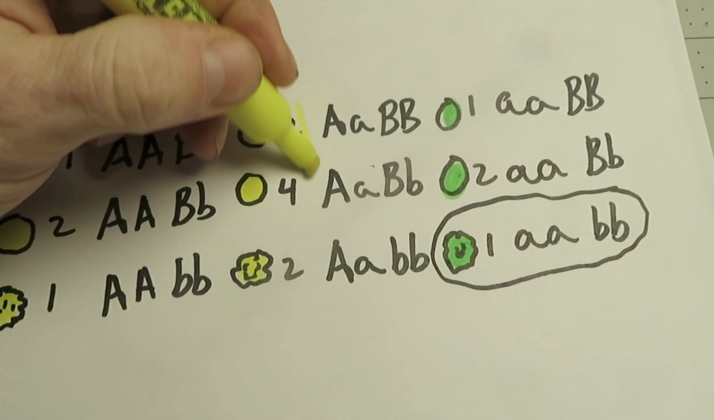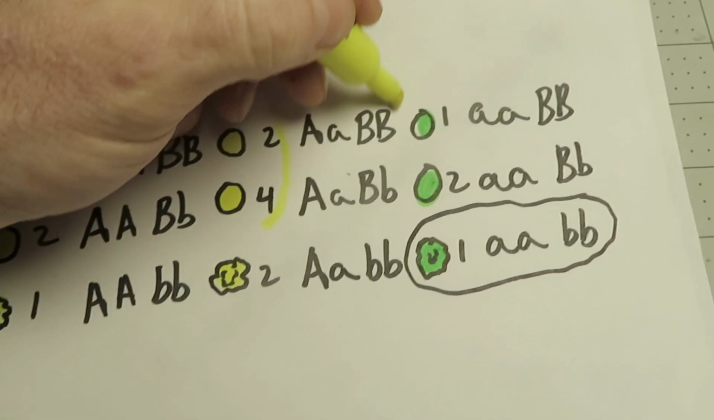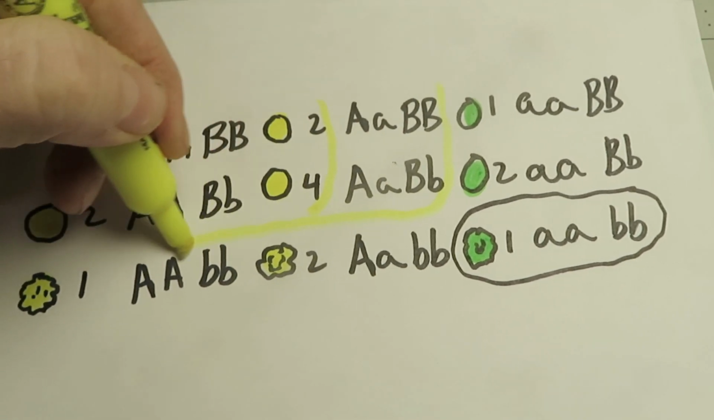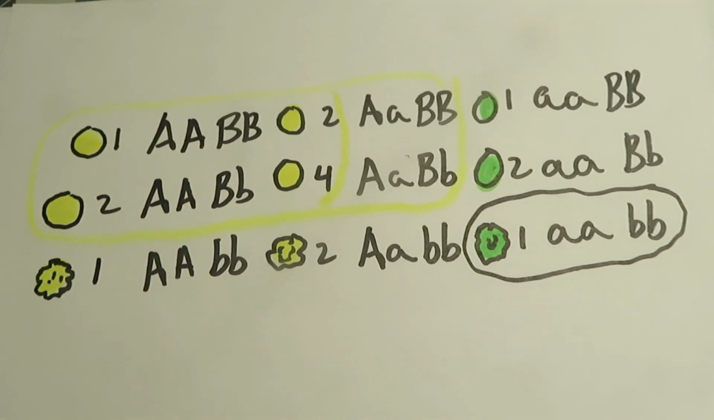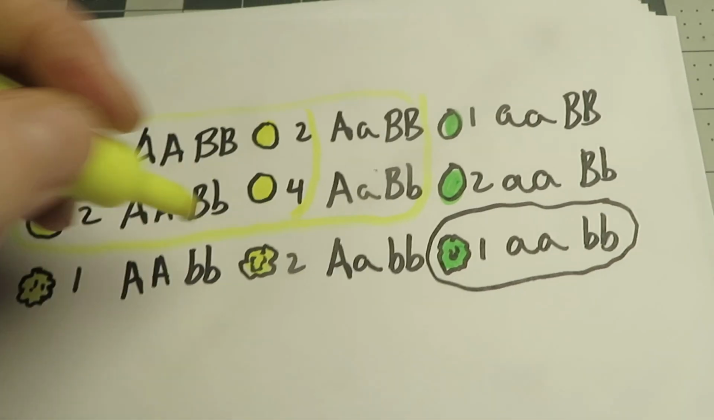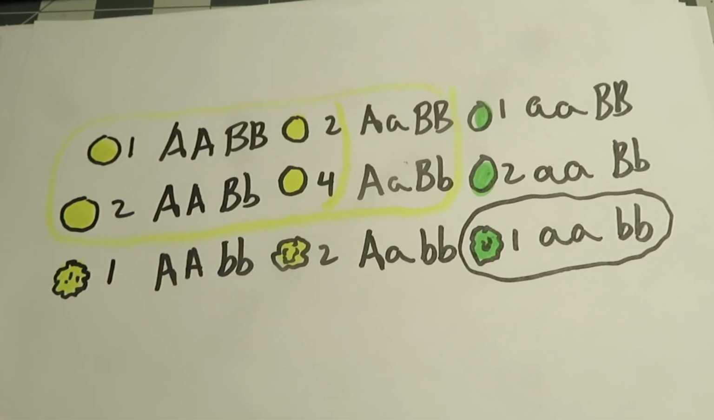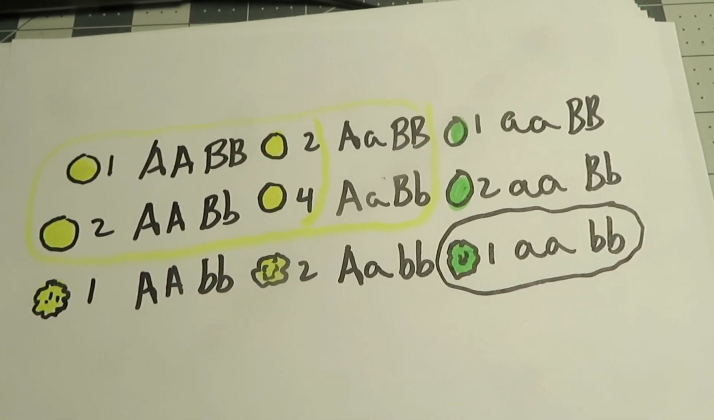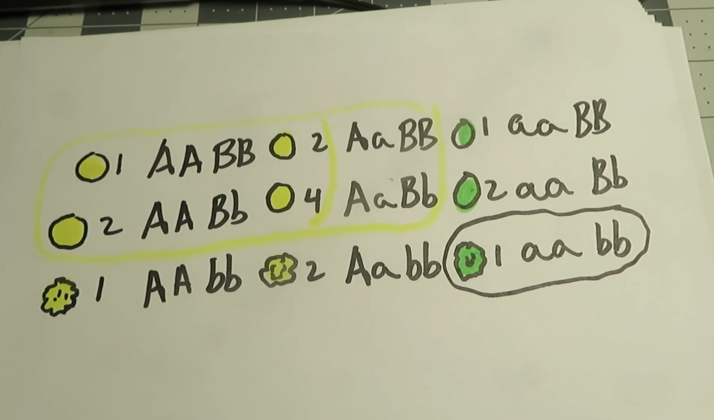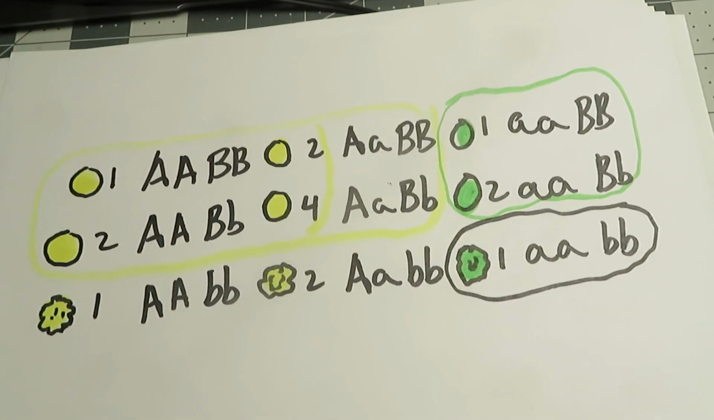Well, how many of them are both yellow and round or inflated? That's anything with a big A and a big B. So that's 1 to 2 to 2 to 4, and that's it. So 1 plus 2 is 3, plus 4 is 7, plus 2 more is 9. So 9/16 are both yellow and round.